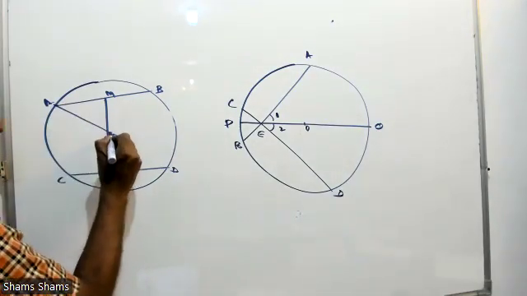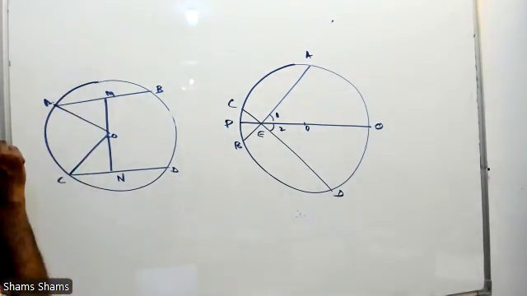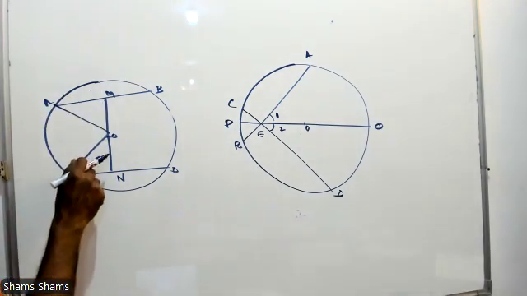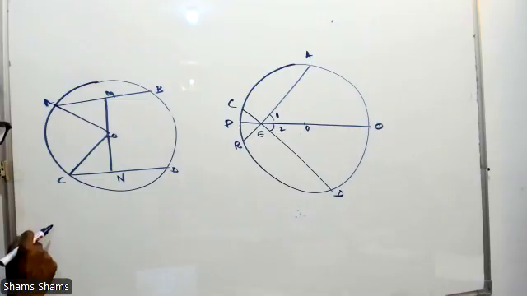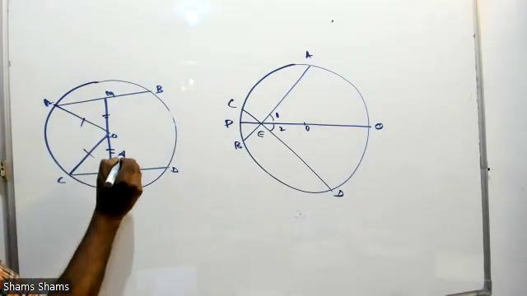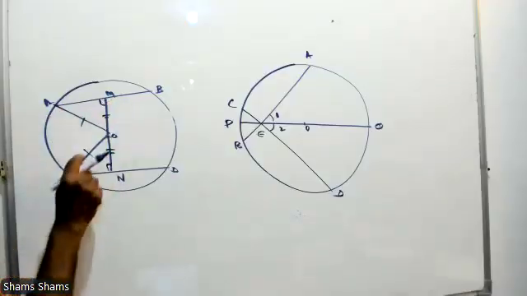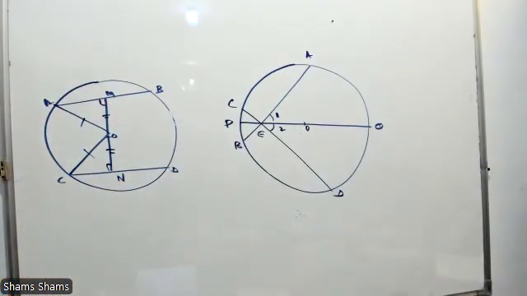Suppose you join this. We can show these triangles are congruent. How? This is equal to this one, and this distance is already given. This is 90. Therefore, these triangles are congruent. Then AM equals CN, which means the chords are also equal, but no need for a proof.